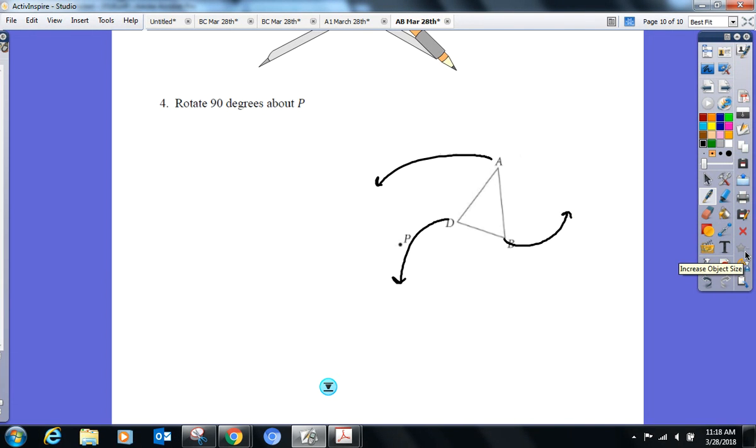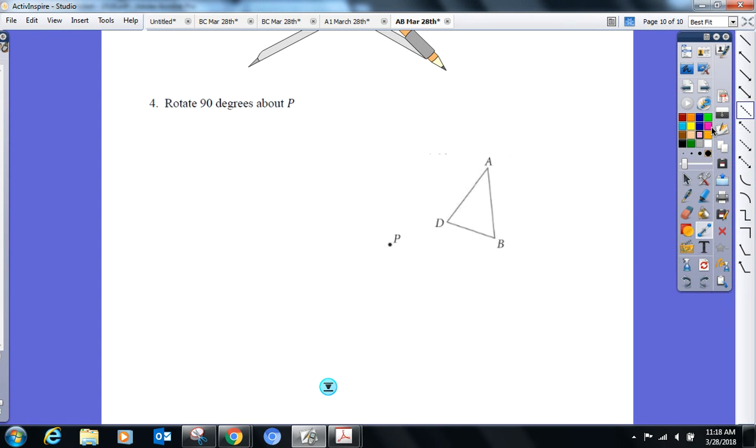So let me do point A with you. All right, so if point A needs to rotate 90, I need a perpendicular line going through AP. Not just any perpendicular line. It's got to go through P too, because it's got to form 90 degrees if that's where I'm rotating, 90 degrees.